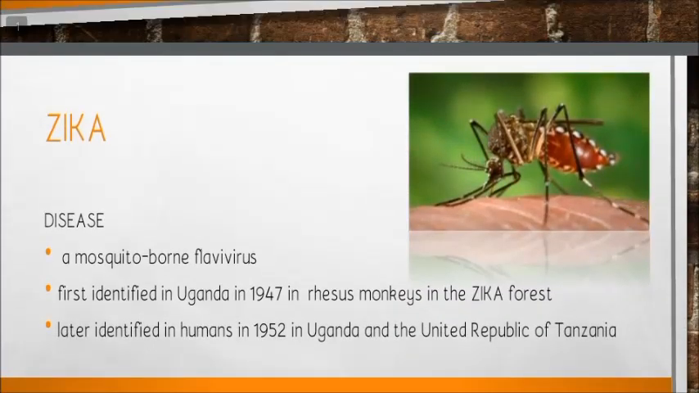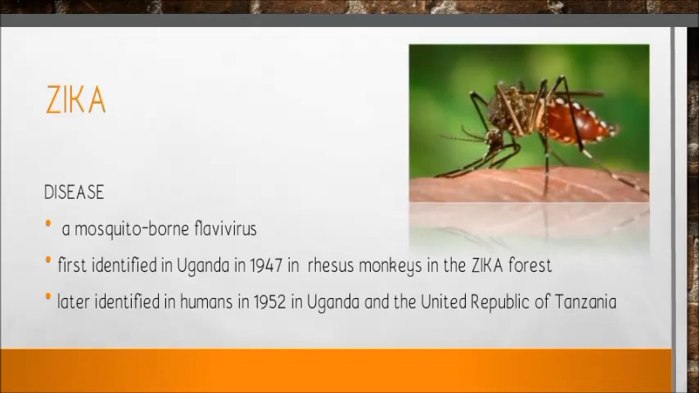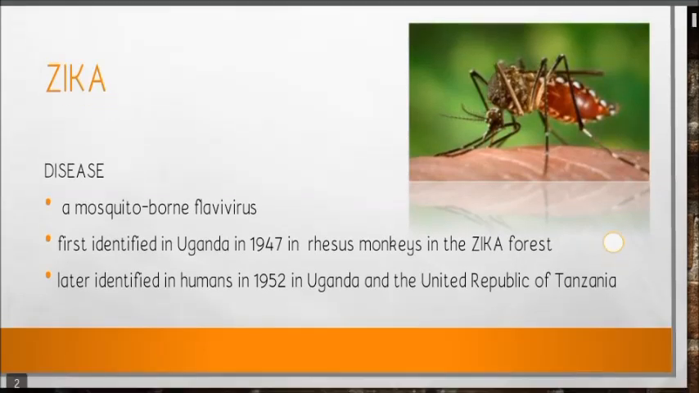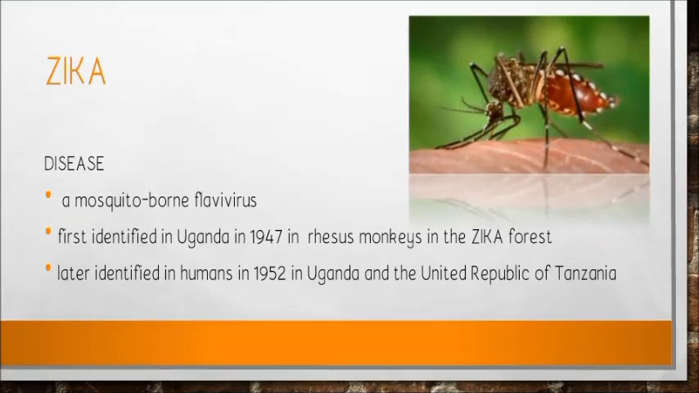So what is Zika? Zika is a disease caused by a mosquito-borne flavivirus, first identified in Uganda in 1947 in rhesus monkeys in the Zika forest. That's why it was called Zika virus infection, because of the forest name itself. It was later identified in humans in 1952 in the country of Uganda and the United Republic of Tanzania.